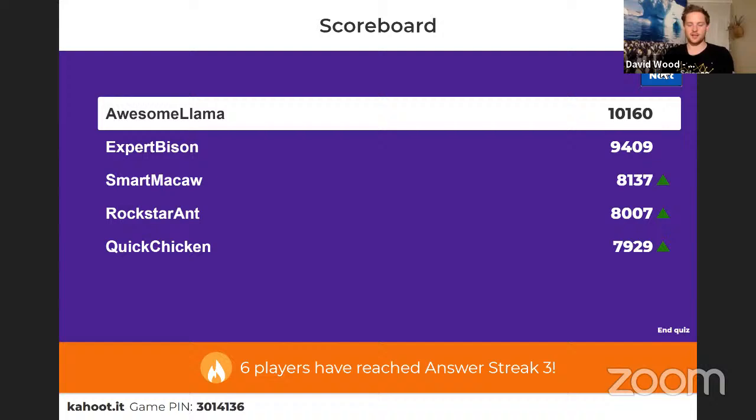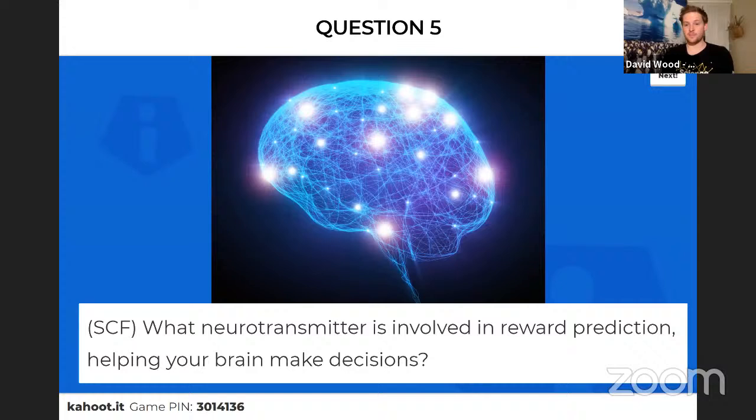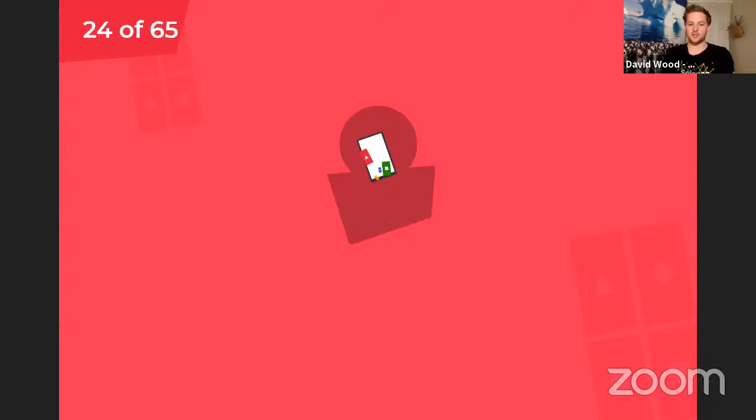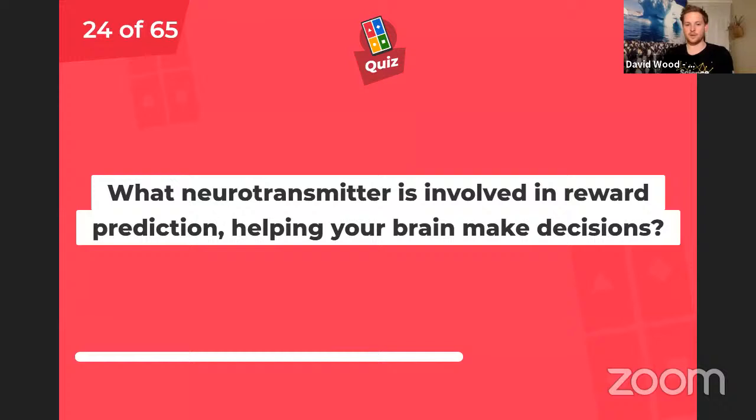Okay, question five, another one submitted by our science communication fellows. Double the points. What neurotransmitter is involved in reward prediction, which helps your brain make decisions? So which neurotransmitter is involved with reward prediction, which helps your brain make decisions?